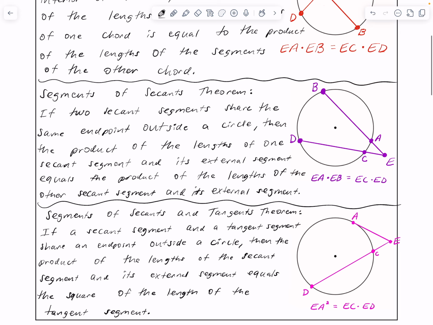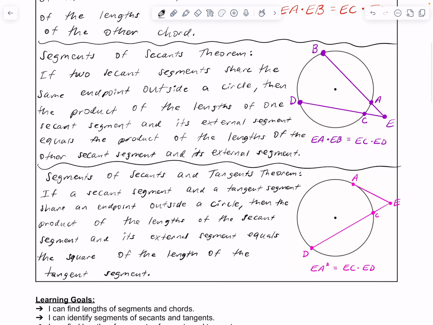The segments of secants theorem: you can see we have 2 secants, and they share an exterior point, that vertex E. The way we can say for this one is that if you look at those secants, the relationship is, if I look at EC, that's what my brain sees first, EC times the entire secant ED is equal to that external piece EA times the entire segment EB. So that's the segments of secants theorem.